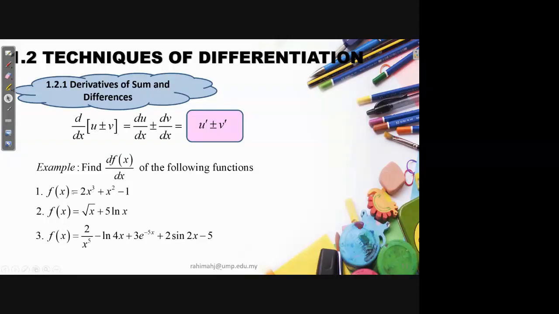So we have f(x) equal to 2x cubed plus x squared minus 1. The whole thing is a polynomial, but let's consider each term as a separate function. We have a cubic term, a quadratic term, and a constant. So how to differentiate this? We just differentiate each term separately, with plus and minus. Differentiate 2x cubed is 6x squared.